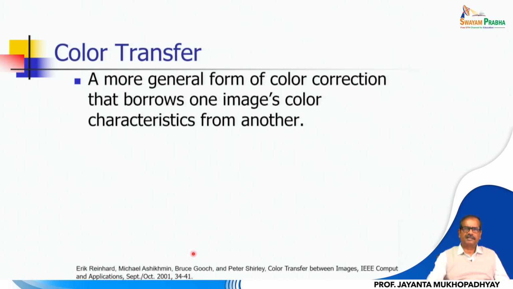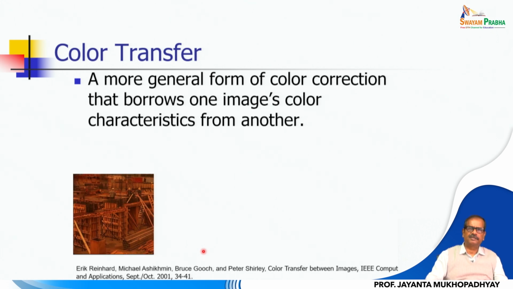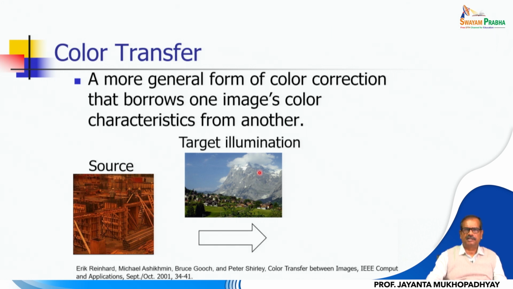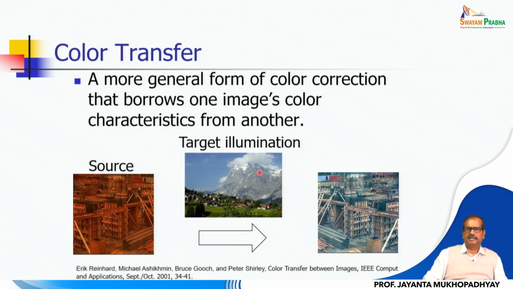So, I will just explain one such technique. Let me show you what kind of computational task we are going to do. Suppose this is the input image, and this is the example image given to you. You want that illumination distribution. So your color distribution of the input image should follow the colors produced by the illumination of this image. This is the source, this is the target illumination, and this is the color transferred image, which is much clearer than what you have seen here.